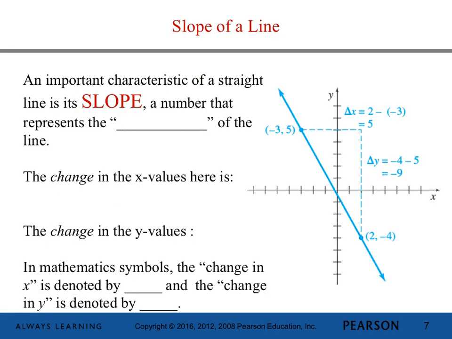One of the most important characteristics that we're going to be talking about when we talk about functions, and especially important as we go into calculus next semester, the most important characteristic of a straight line is called its slope. That number represents the rate of change of the line or the slant of the line.